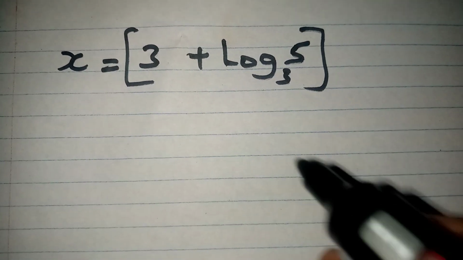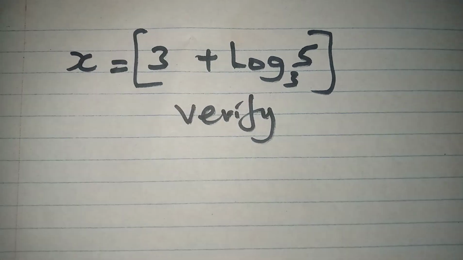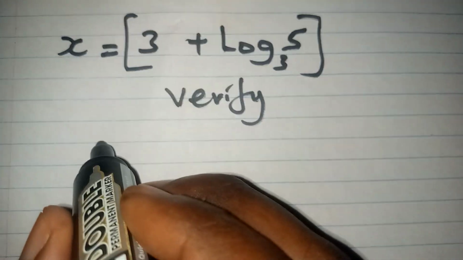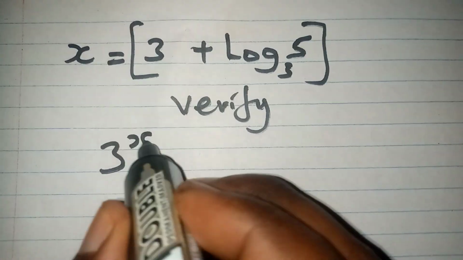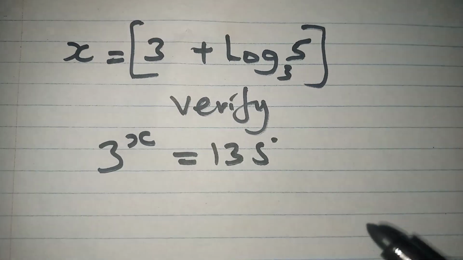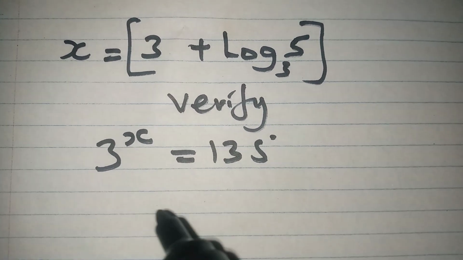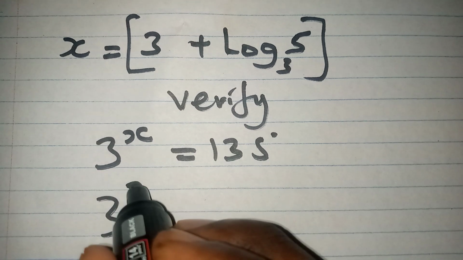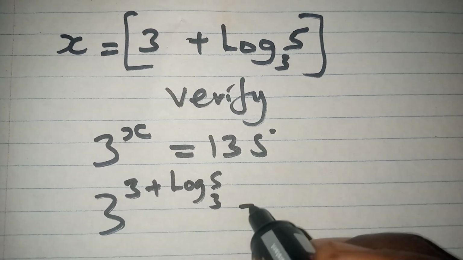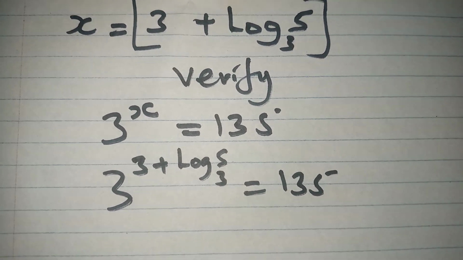At this particular point, we're going to verify if indeed the actual value of x is 3 plus log 5 base 3. I know my equation was 3 raised to x is equals to 135. So where I have x, I'm going to replace 3 plus log 5 base 3. We want to test if it is indeed going to give us 135.